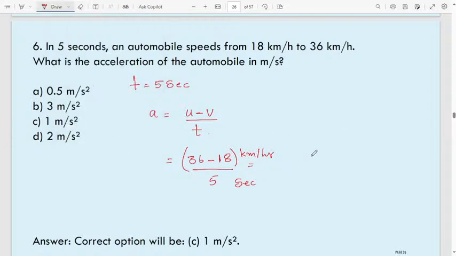Then here 18 kilometer means 1000 divided by 3600 divided by 5. The zeros get cancelled. 1 twos are 2, 2 ones are 2, 5 ones are 5. The 5 will get cancelled. It will be 1 meter per second square.